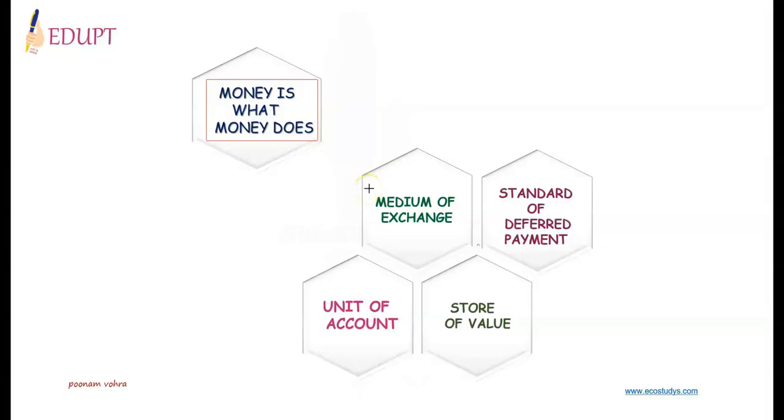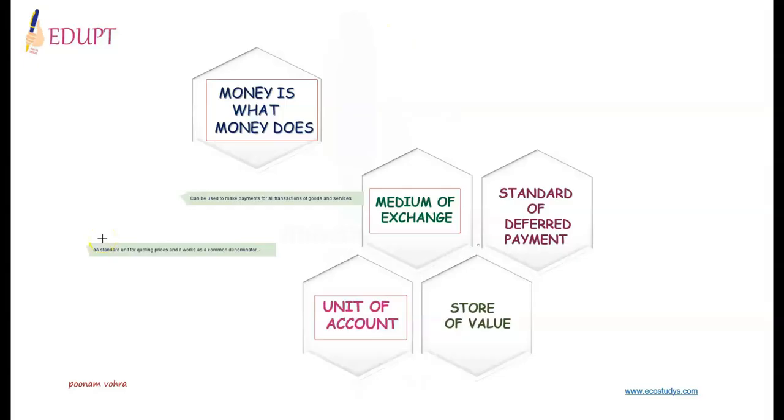Money is a medium of exchange. It means that it can be used to make payments for all transactions of goods and services. Money as a unit of account means a standard unit for quoting prices, and it works as a common denomination. Hence, it is also called a measure of value function. Money as a standard of deferred payment means that money acts as a standard for payments which are to be made in future and facilitates borrowing and lending activity.